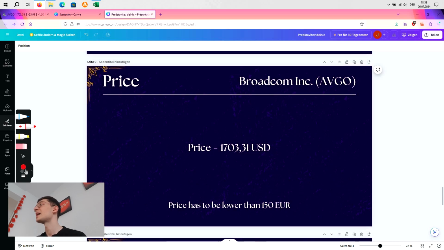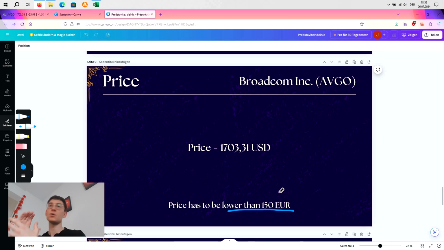And now we come to the price, and the little instruction tells us that price has to be lower than 150 euros or dollars or British pounds or whatever, okay? Basically just recalculate based on your currency, and it should not be more than 150, okay? So I'm from Europe, I use euros. You are most likely from America, so you use dollars. So for you, bro, $150 is the border between the overpriced and underpriced stock, okay?